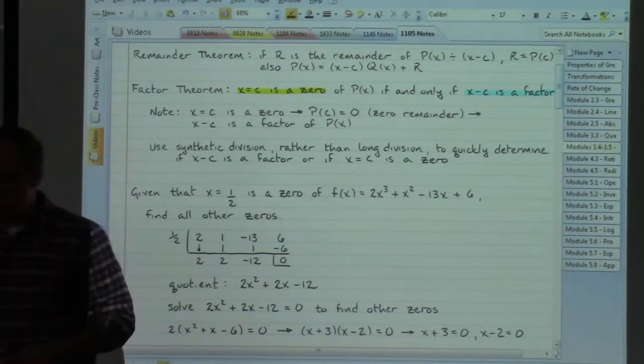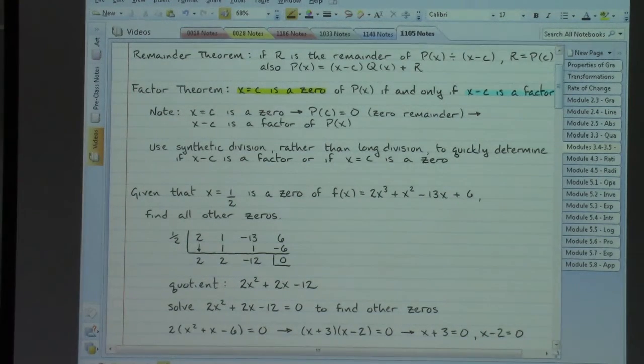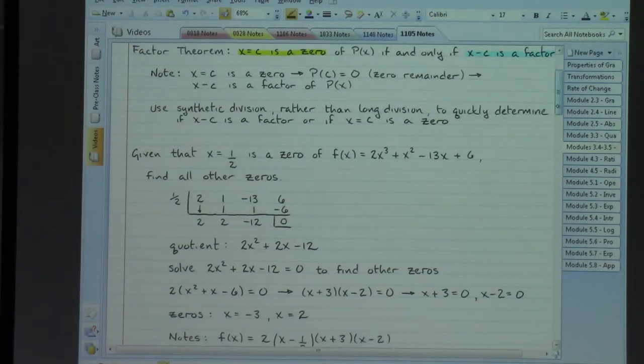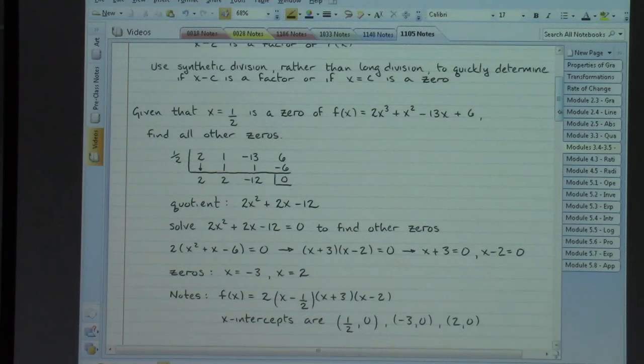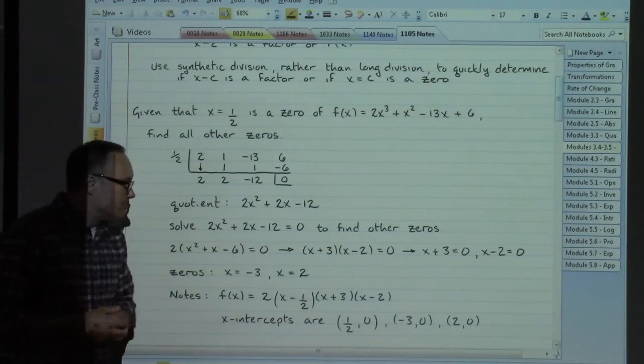Set each factor equal to 0, and that gives us the other ZEROs that they asked us to find. x equals negative 3, x equals positive 2. Now, we do want to make a couple of side notes here. Since we've mentioned these other relationships, let's go ahead and mention those in more detail for this example.